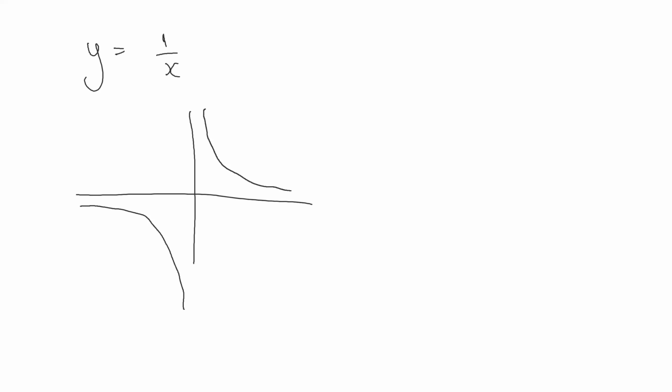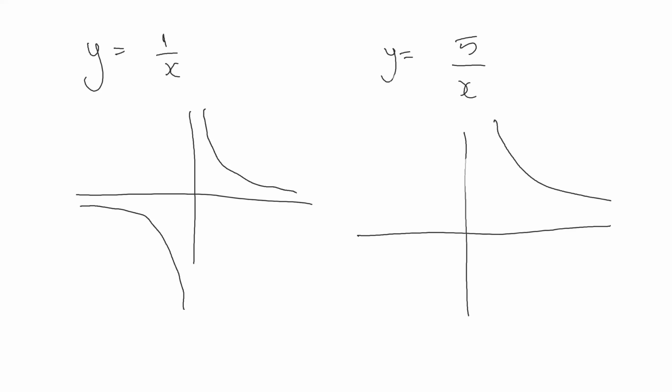Okay, so that's how your graph will look. But if we want to increase the k value, our constant, so let's say we want to go to 5 over x, that will look maybe something like this. So it'll be more out. It won't be as close to the origin of the graph itself. All right.